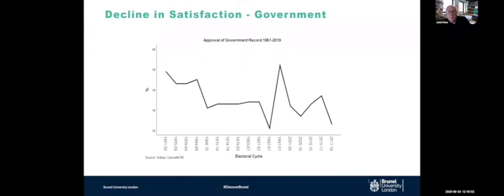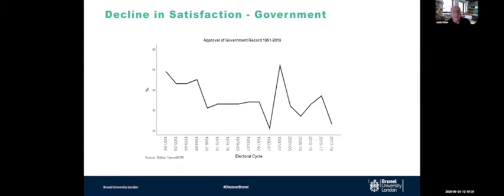What about approval of government record? Well, what this captures is the idea that people are becoming less enamored of a party in government. And if it's their party in government, this might mean that they were likely to switch sides. Now, what this graph shows is the average approval rating for a government over an entire parliament. And we're able to start here in 1951 because Gallup, the polling company, as was, started collecting data on these things back in the 1950s. Now Ipsos Mori collect the data.